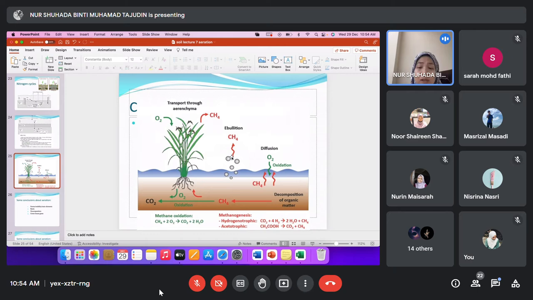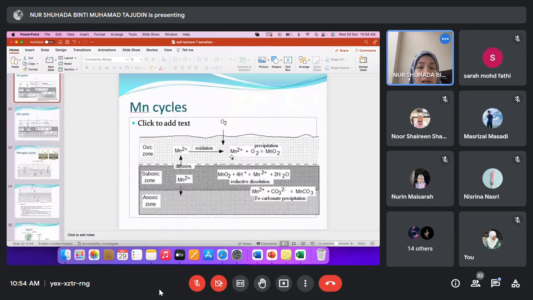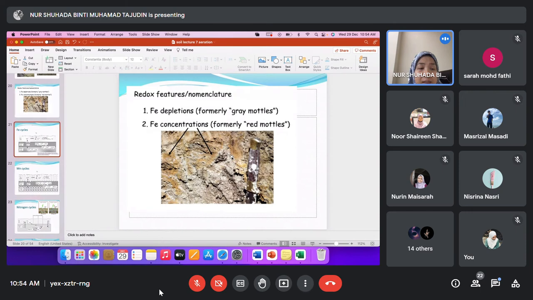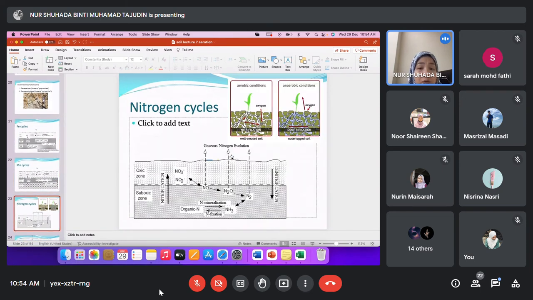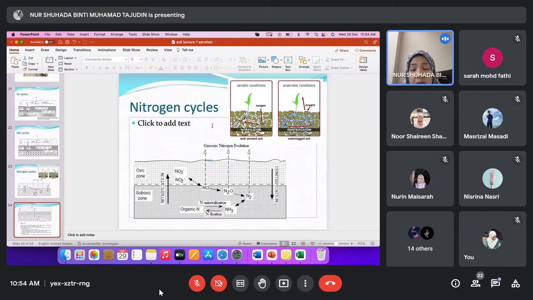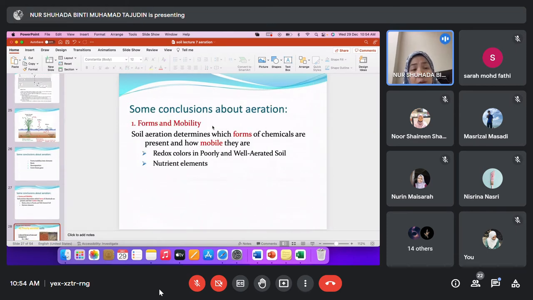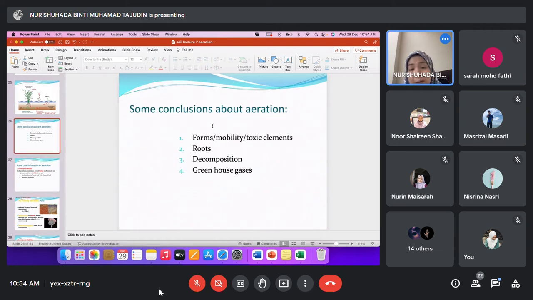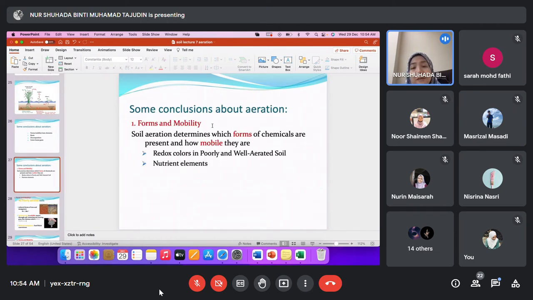The same goes not only for the carbon dioxide that is trapped, but also nitrogen. Nitrogen will produce N2. N2 combines with oxygen from the atmosphere and will produce NO. NO is nitrous oxide. Nitrous oxide is a greenhouse gas. So paddy cultivation not only damages the soil pH, but it will also produce what we call greenhouse gases. So that's the issue. By the form and mobility, this is the same thing I summarized for you to wrap up.